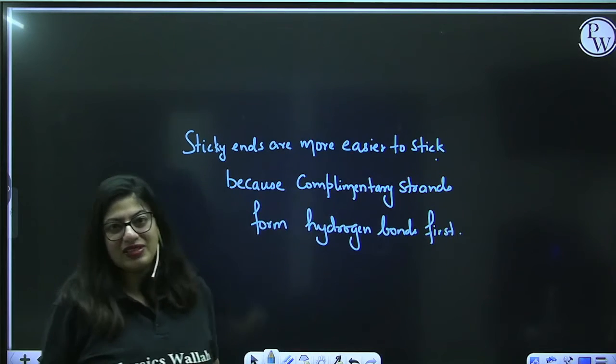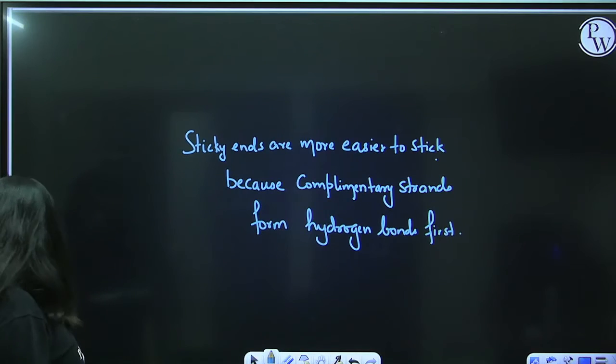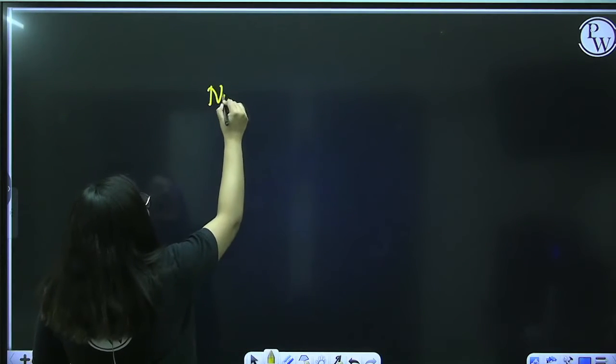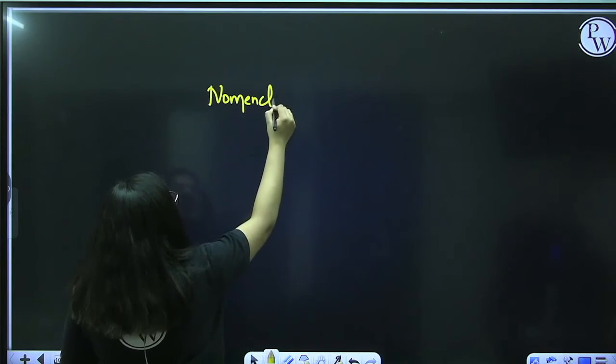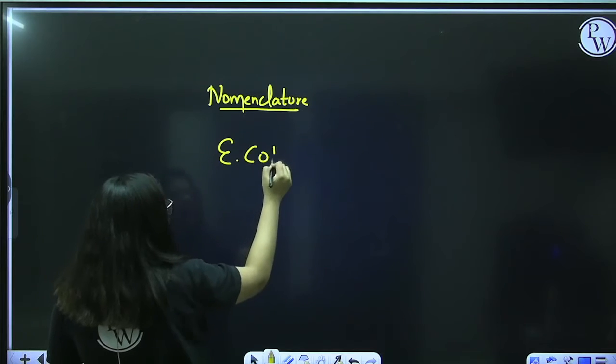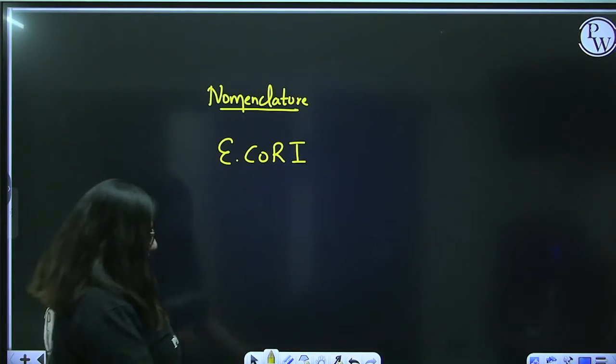So two types of ends can be formed. That was about how these work. Let's talk about their nomenclature. Why do they have weird names? If you have noticed, the name of one such restriction enzyme was EcoR1. So there is a rule.